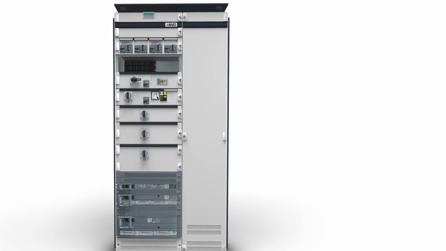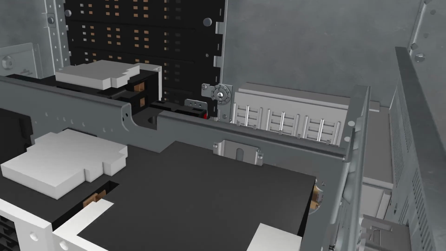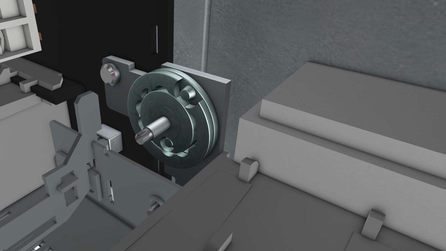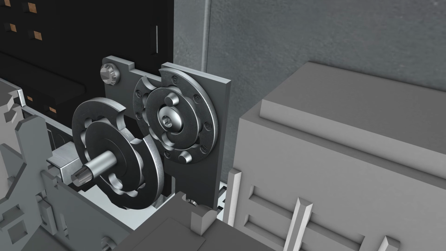The mechanical withdrawable unit coding prevents the confusion of withdrawable units of the same size. Up to 9,216 different coding versions are possible.